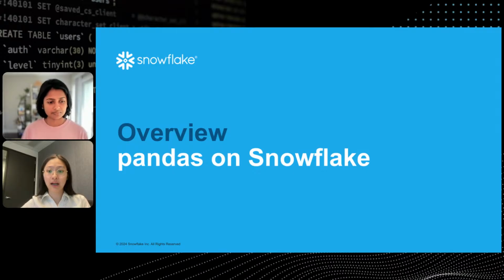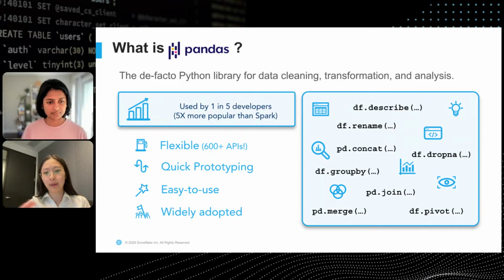So as Vino said, pandas is this tremendously popular open source library. It's probably one of the most popular libraries for working with your data in Python. It's used for anything from data cleaning, transformations, to data analysis. And the reason why people love it so much is because it's so flexible. It has a broad range of APIs, anywhere from statistical analysis to cleaning up your data to doing merges and joins, and so on.